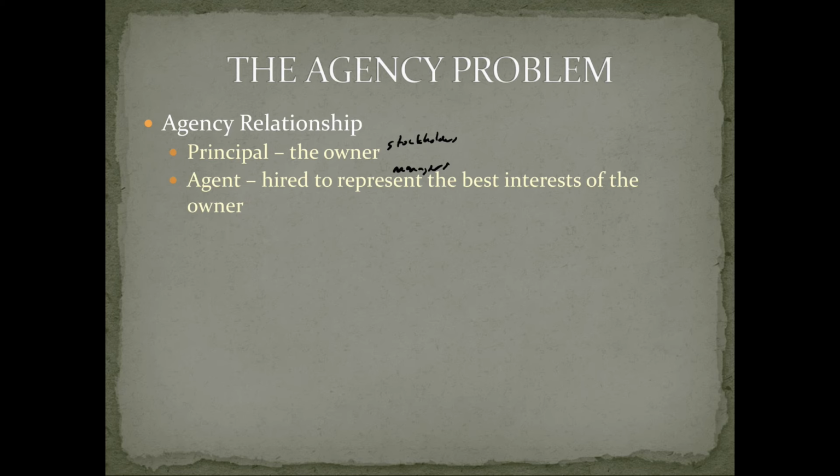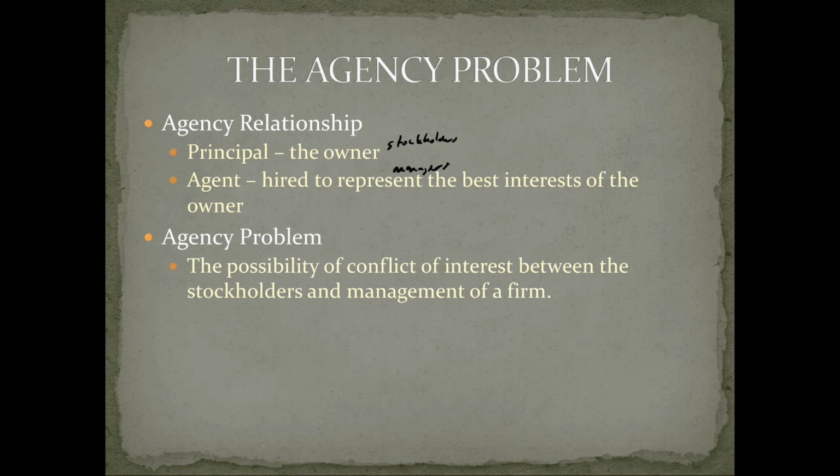Anytime you have an agency relationship, there's the possibility of an agency problem. So an agency problem is a fancy word for the possibility of a conflict of interest between the stockholders and the management of the firm. For example, with my pizza example, let's say you are the owner and you want the pizza shop to stay open on Halloween weekend until 3 o'clock in the morning, and you hire a manager, and that manager wants to close down at 10 so they can enjoy the festivities. That is an agency problem, a conflict of interest.